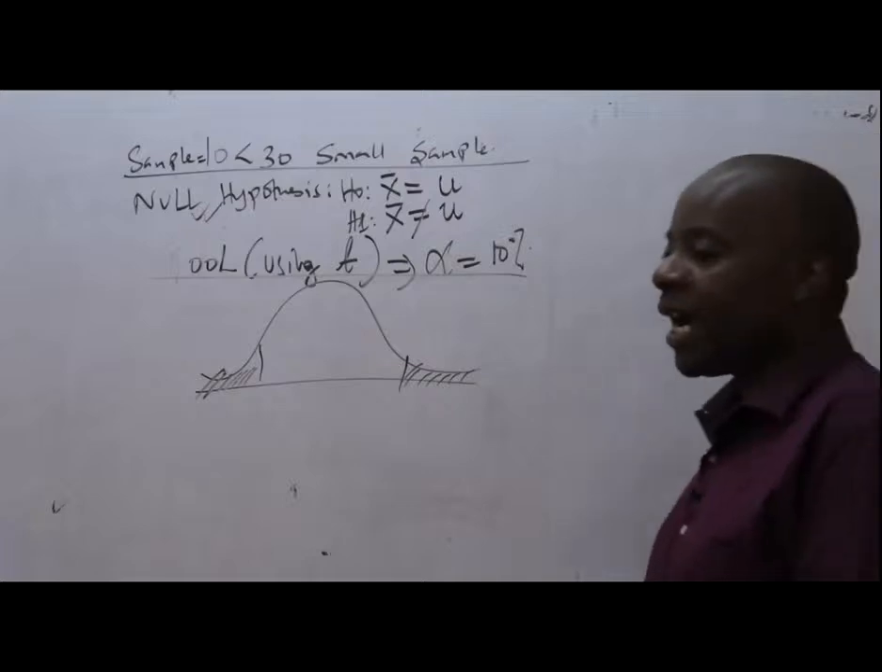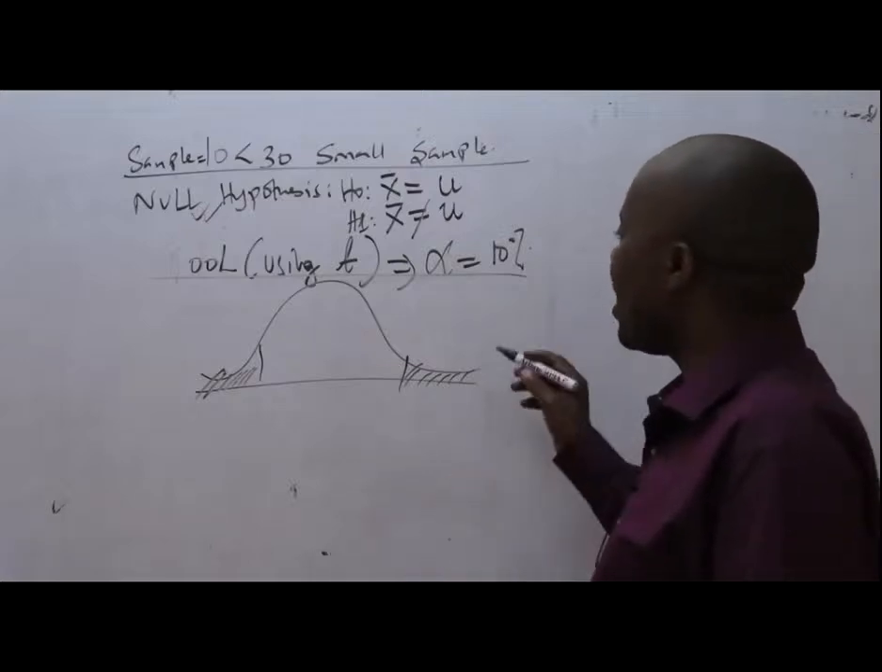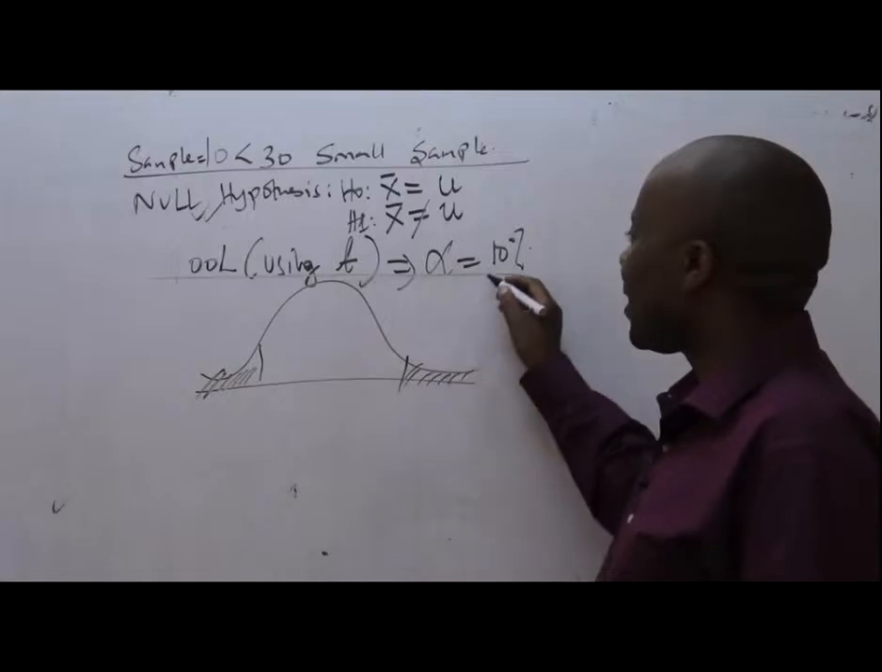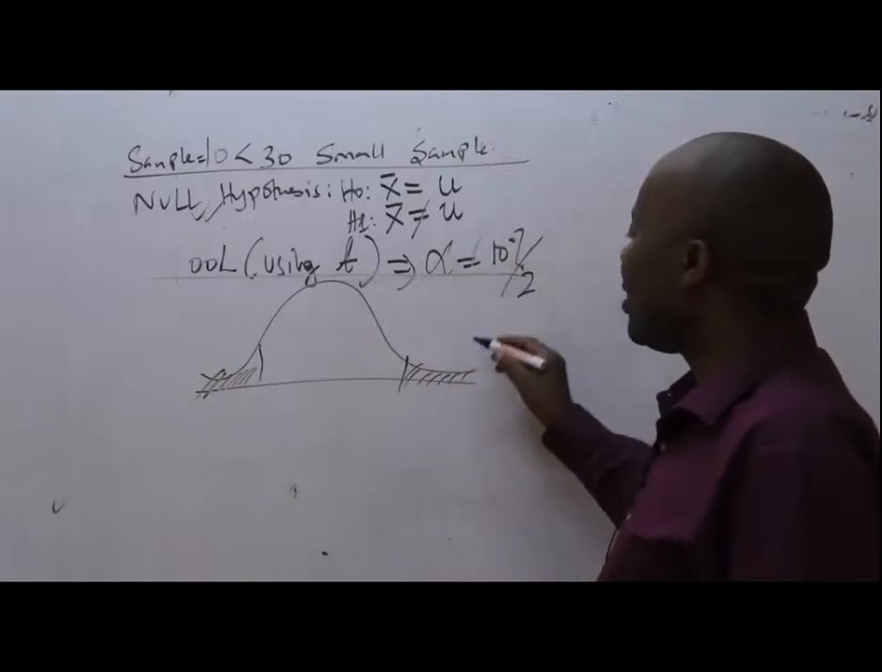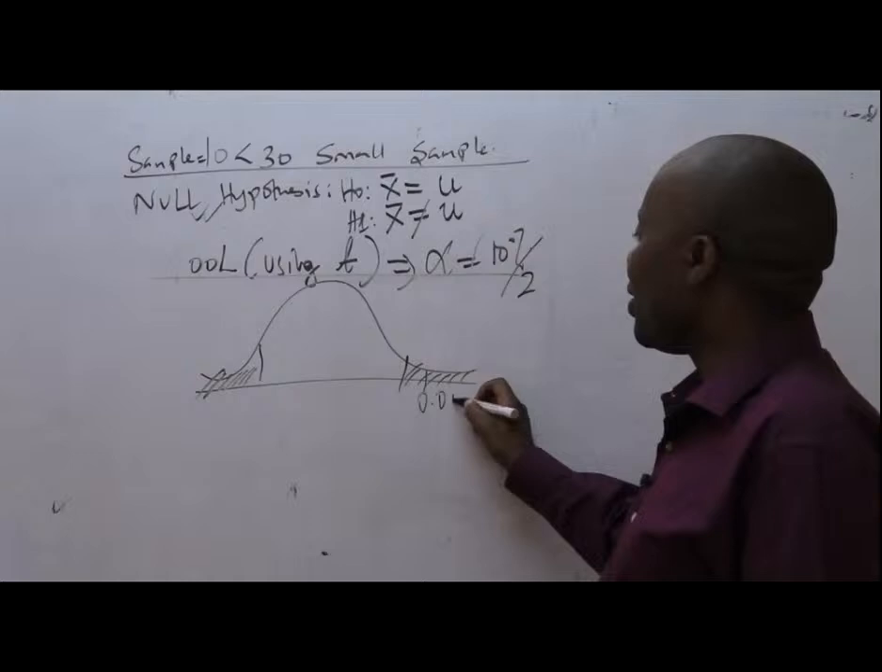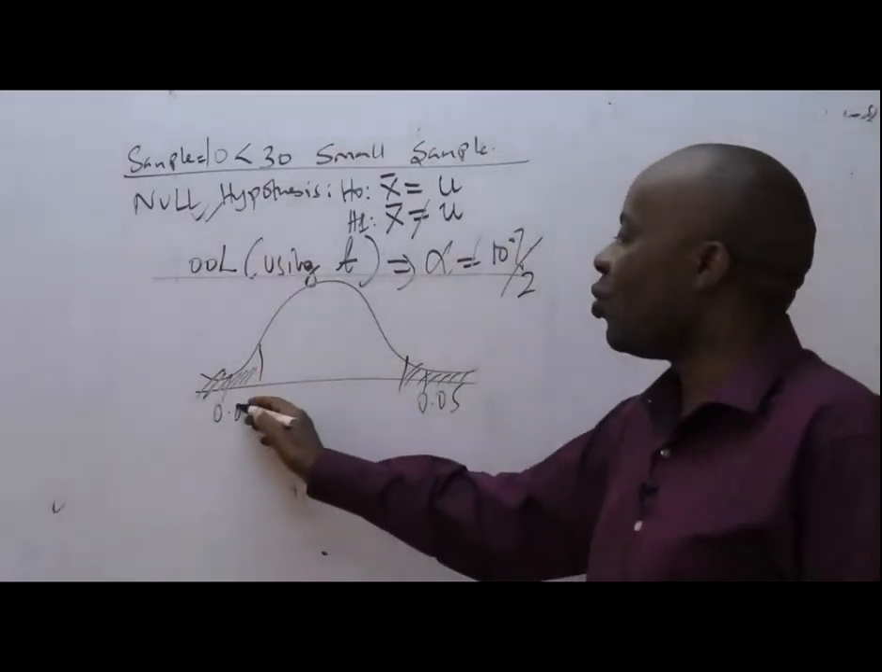So in this case, we've already seen the concept that because we've got two tails, I must share into this. So divide this by 2. So this will be 0.05, like that.